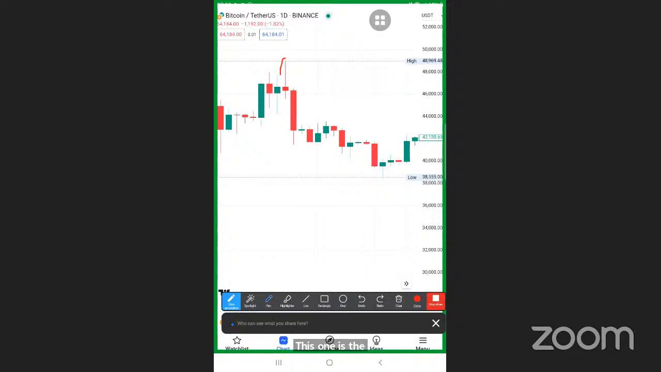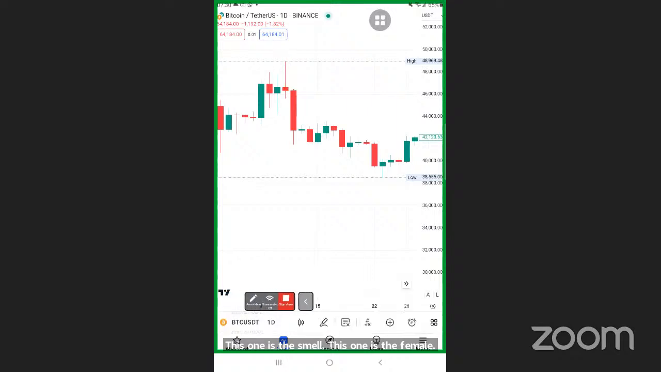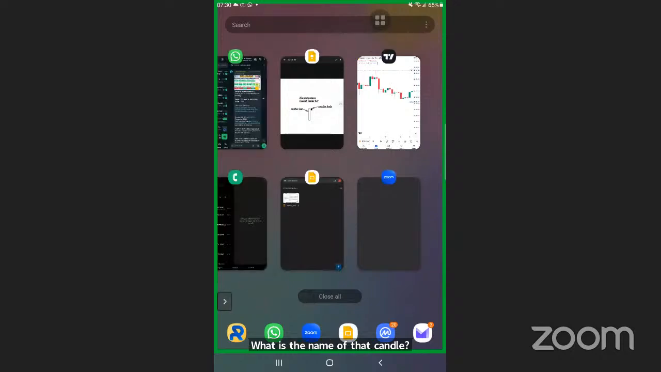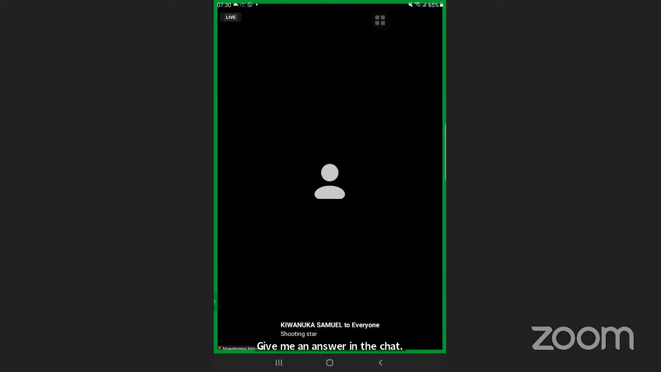So what is the name of this candle? Give me an answer in the chat. What is the name of that candle?